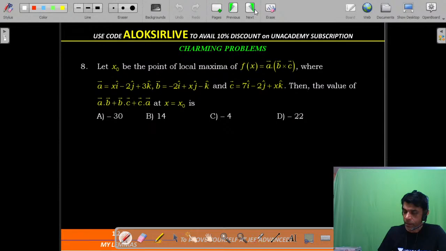Next, let x naught be the point of local maxima. It's a question that looks like a vector question, but just the setup is vector. Other things are just that the relative maxima is to be found out. So first of all, you are writing a dot b cross c. So a dot b cross c, you know, is the box product. So f of x is the box product of a, b, c, and for that the notation is this, where you write x minus 2, 3, b is minus 2, x, minus 1, and c is 7, minus 2, x.